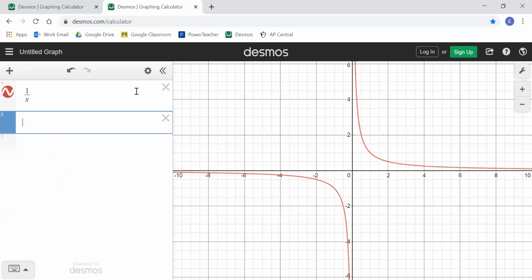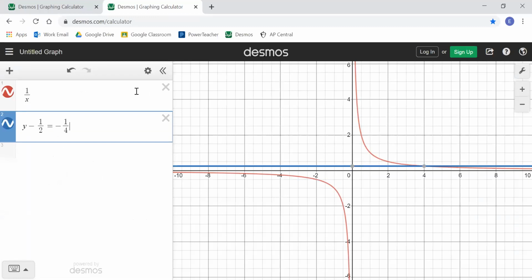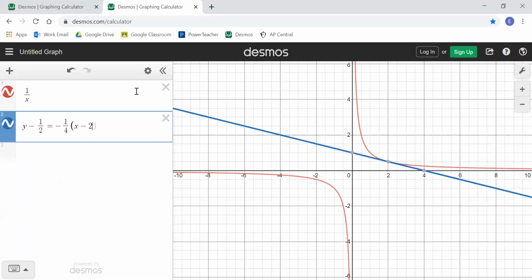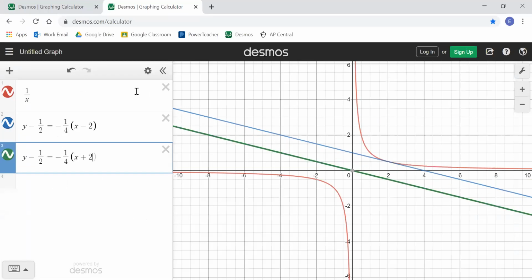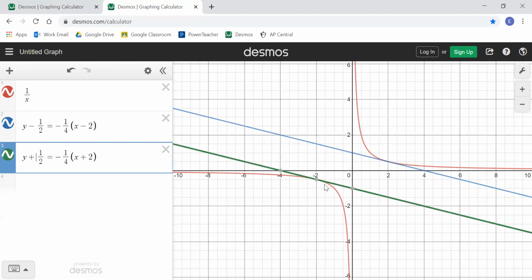There's 1 over x. Y minus a half equals negative 1/4 times x minus 2. And y minus a half equals negative 1/4 times x plus 2. Oops, no. That should be plus a half. We had plus a half written, but. And we see that at negative 2, we have the tangent line, and at 2, we have the tangent line. And they both have a slope of negative 1/4.